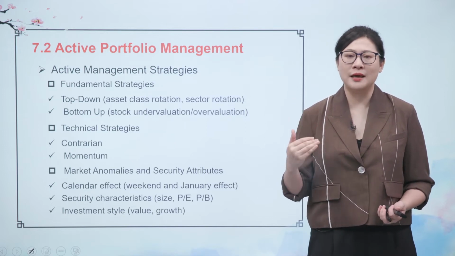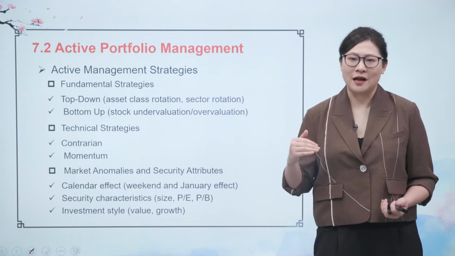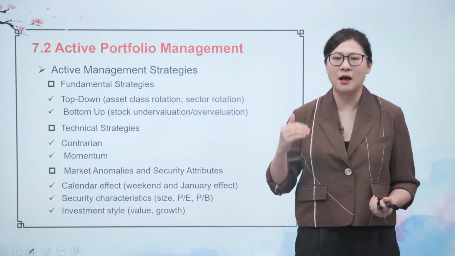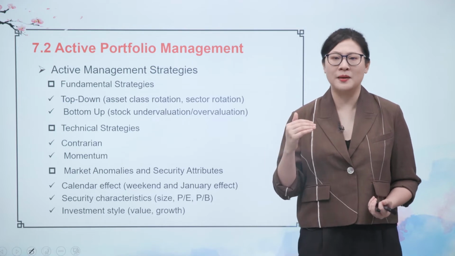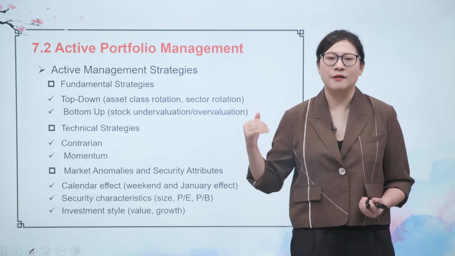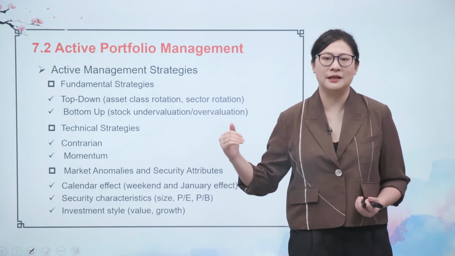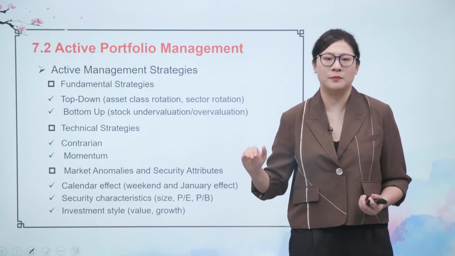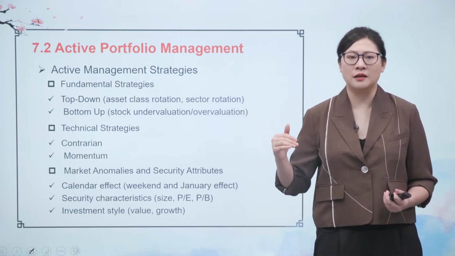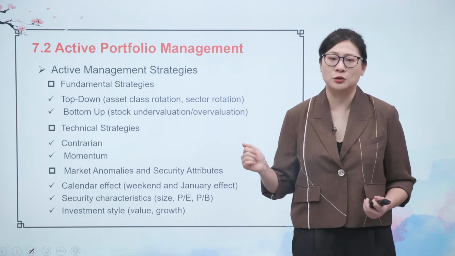If you are doing any stock evaluation or stock analysis, top-down means you begin with the macroeconomic analysis, and then you go to the industry analysis. Then finally, you have the security analysis. So that's the top-down, and the similar idea applies to the top-down in active management strategy.